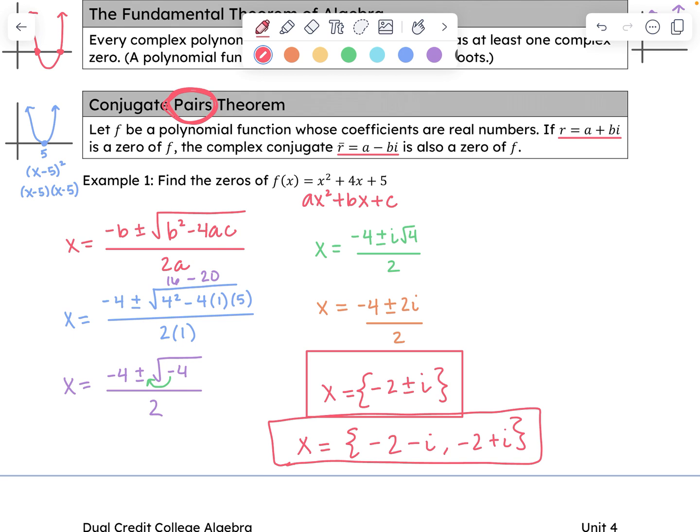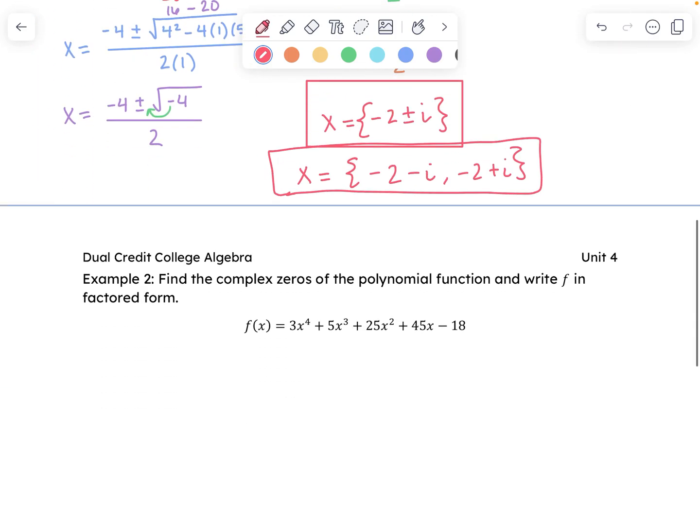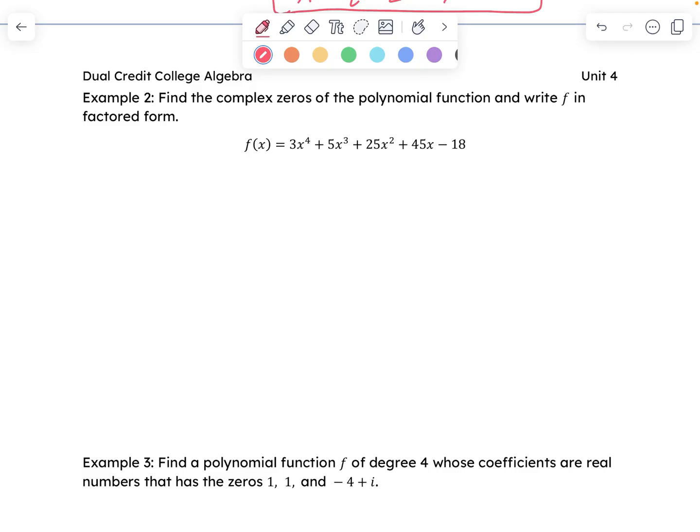Okay, let's step it up a little bit. Let's look at one that's not as easy as a quadratic. Let's look at one that's got a fourth degree. So for this one, we've got 3x to the fourth plus 5x cubed plus 25x squared plus 45x minus 18. So when we've got an x to the fourth like this, we need to go through and do our p's and q's and do our synthetic division.